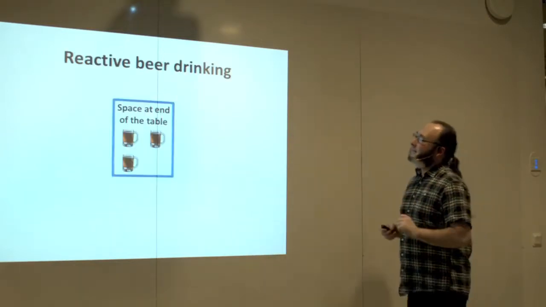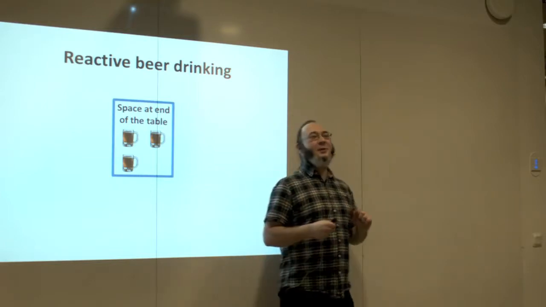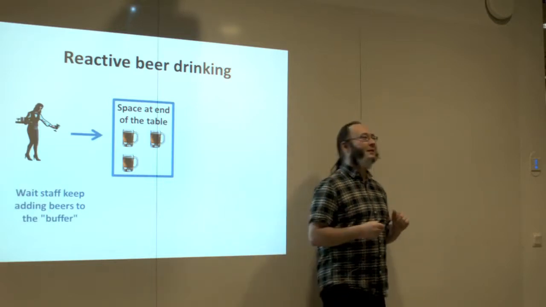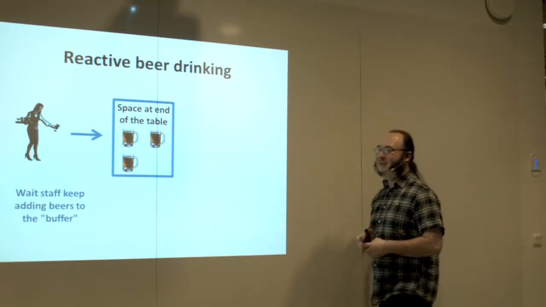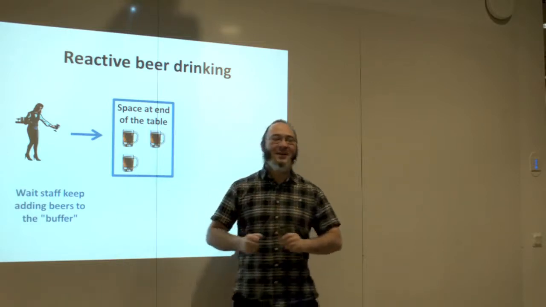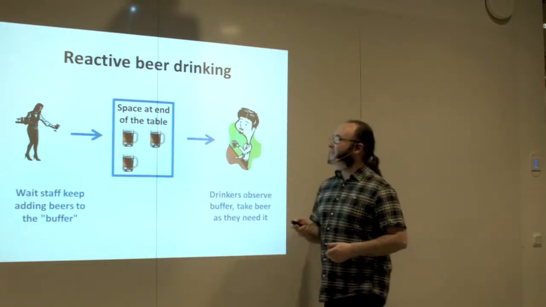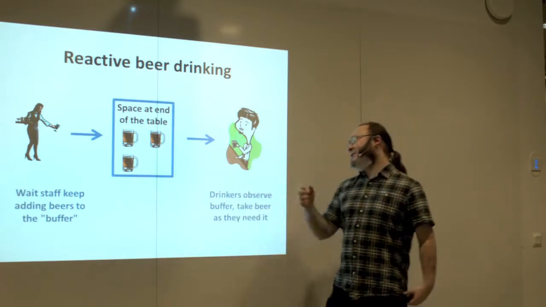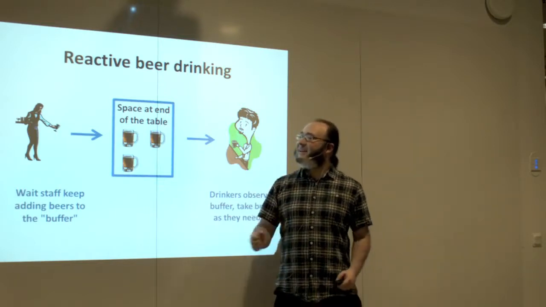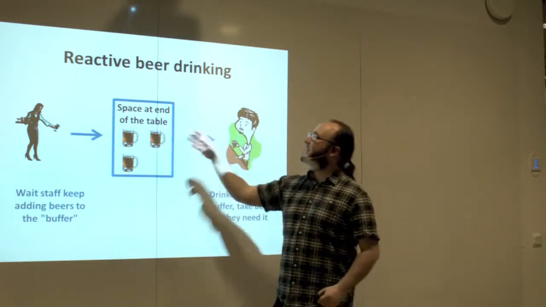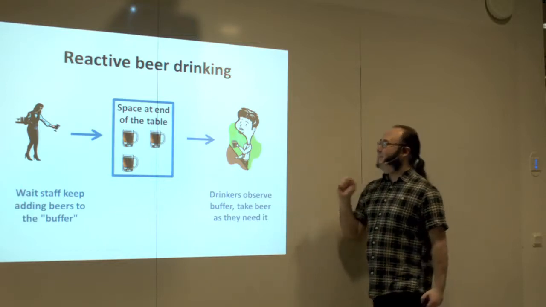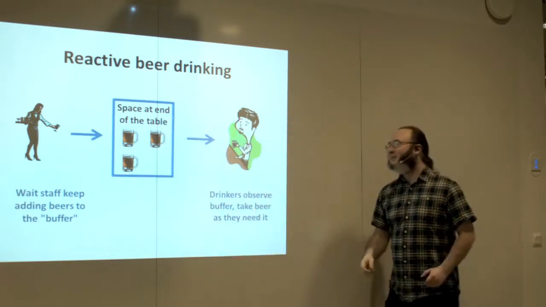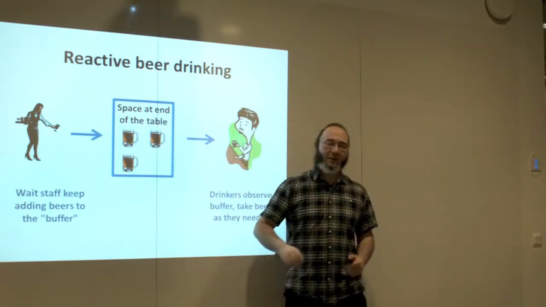At the end of the table was a lot of beer. And every so often, beer would be pushed to the table asynchronously. A waitress or waiter would come and just put some more beer on the table. And the drinkers would observe this drinks buffer, and as soon as they needed another one, they could just take it. This is very nicely, loosely coupled beer drinking, but this is reactive. It's just reacting to the fact that someone has actually put a beer in this place that you're observing. And of course, you can have a whole little buffer of them there.